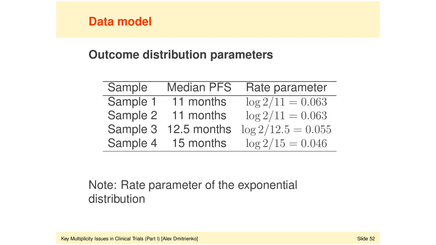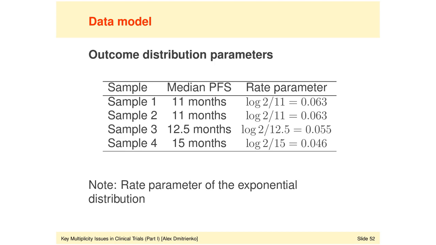This table summarizes the parameters of the outcome distribution, the exponential distribution, within each individual sample. We're going to begin with a set of assumptions about the median PFS. As you can see here, it's equal to 11 months within sample 1 and sample 2. And that is because the marker that is used to define the subset of marker-positive patients is predictive but may not necessarily be prognostic, and there is no difference in terms of the effect within placebo patients who are either marker positive or marker negative.